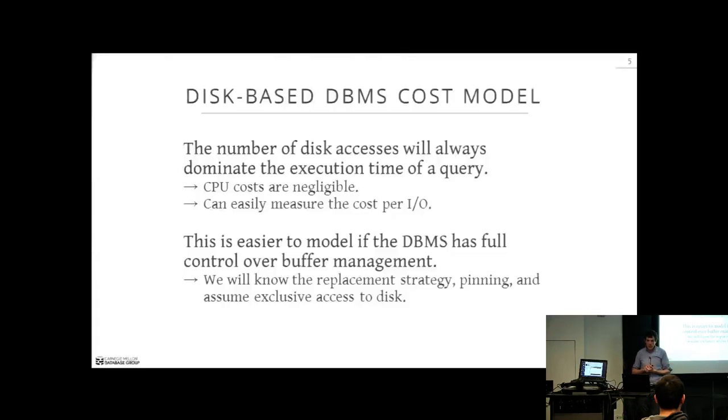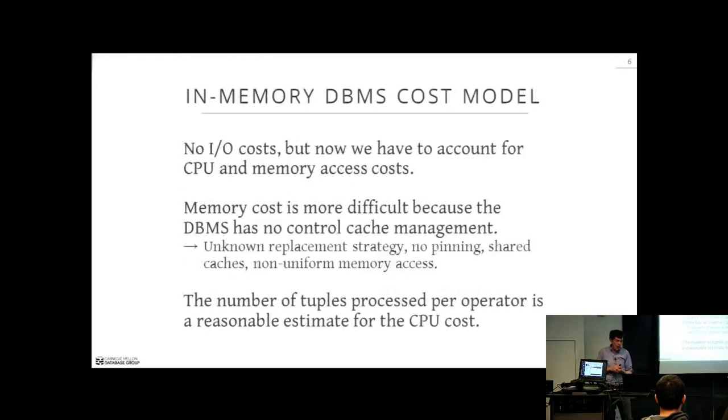pinning rules and all these other things. We know how it's going to move data in and out of memory in a predictable way, so we can include that in our cost model when we make calculations. And most of the time, you also assume that you have exclusive access to the disk, and you don't have to worry about things getting swapped out that you put in there. Like you wouldn't fetch a page and then be surprised that it's not there, because you're controlling what comes in and out.